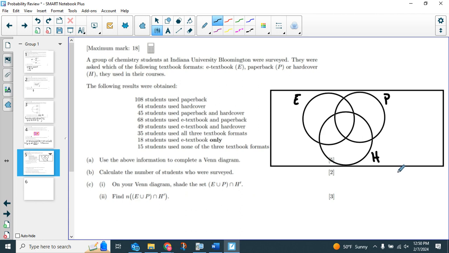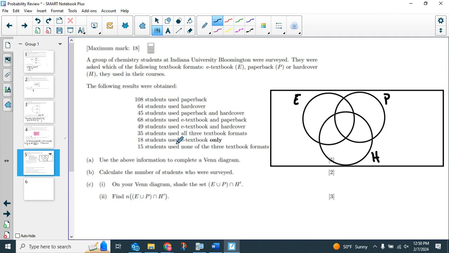We know that we have 108 students total. 64 students used hardcover. That means all of the sections inside hardcover have to add to 64. That doesn't mean that there's 64 just down here, that it would then say used hardcover only. So that's how we differentiate there. Same thing with 45 paperback. 64 hardcover, 45 were paperback and hardcover, so on and so forth. With these, it's typically easier to go backwards.